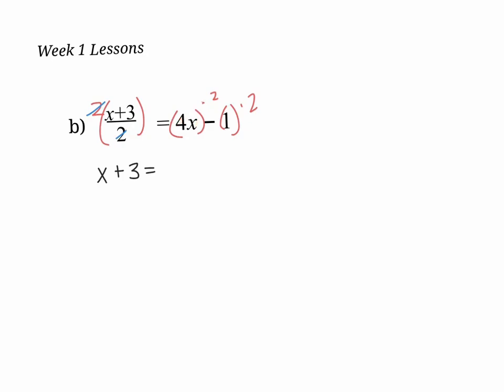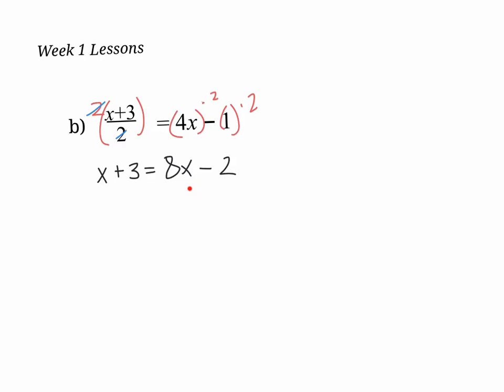So what's 4x times 2? That's just going to be 4 times 2 is 8, and then we have an x. And then I've got negative 1 times 2. That's just going to make negative 2. So we've eliminated the fraction by just using multiplication. It's not the only way to do it, but it's maybe one of the easiest ways to do it.